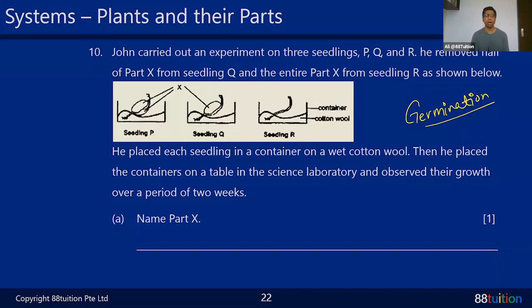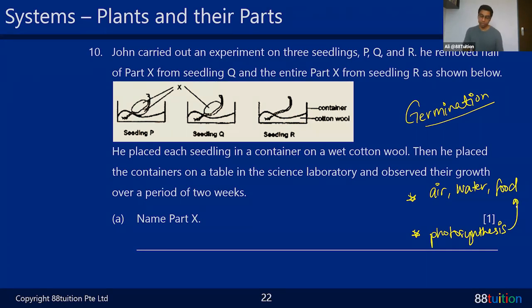And then how come this seed that you plant does not need light? Remember, something to grow needs light. No. Something to grow actually needs air, water, and food. It does not need light. It needs light only for photosynthesis, to make food. Okay. So if it already has food, it doesn't need photosynthesis.